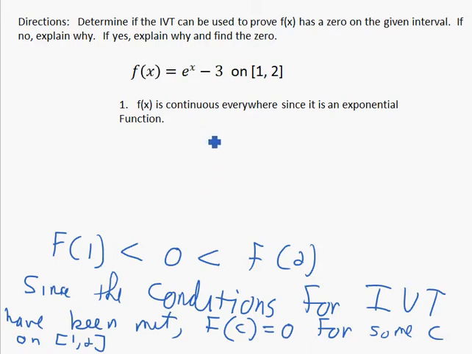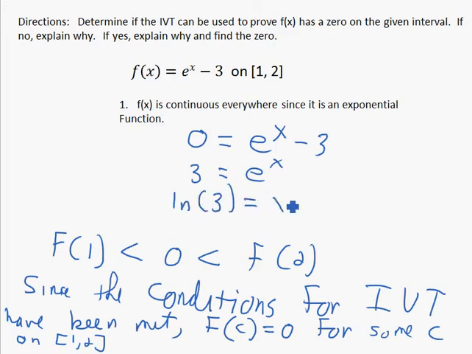Well, to find the 0 of a function, you just set the function equal to 0. And when you solve this, you add 3 to both sides. So you get 3 is equal to e to the x. You take the natural log of both sides. So ln of 3 is equal to x. And that is somewhere between 1 and 2.